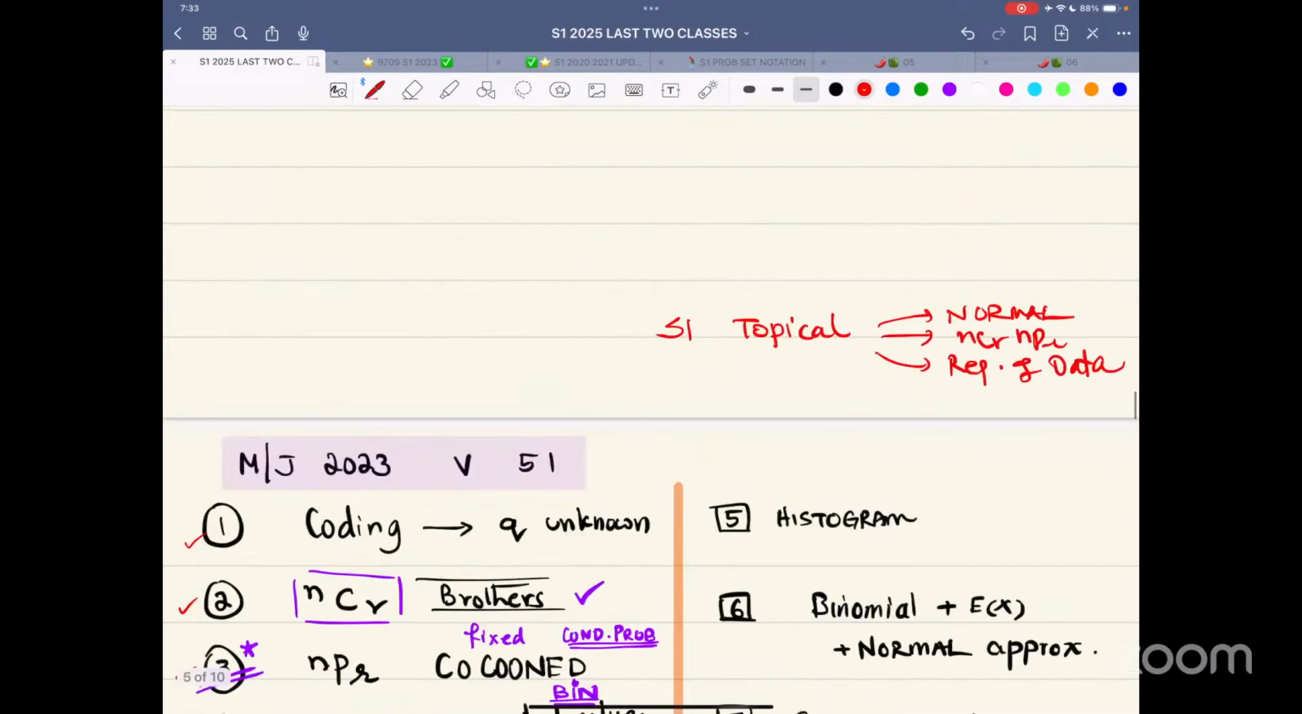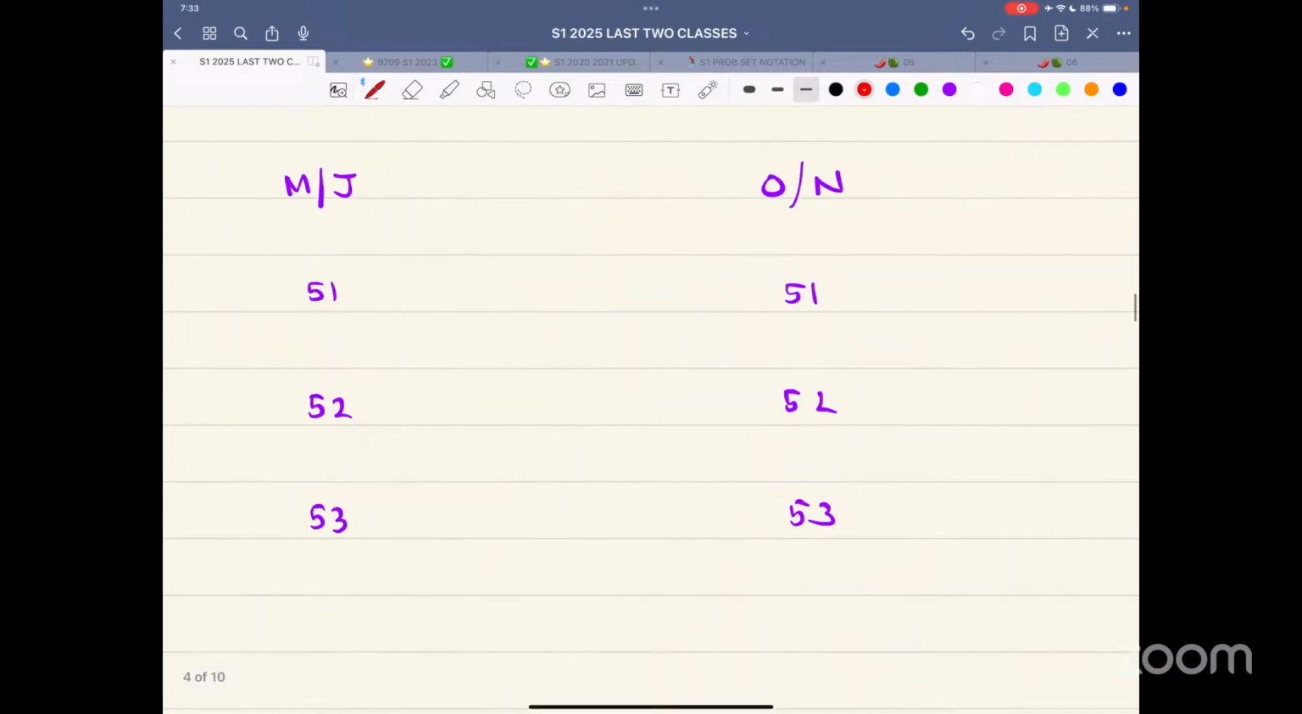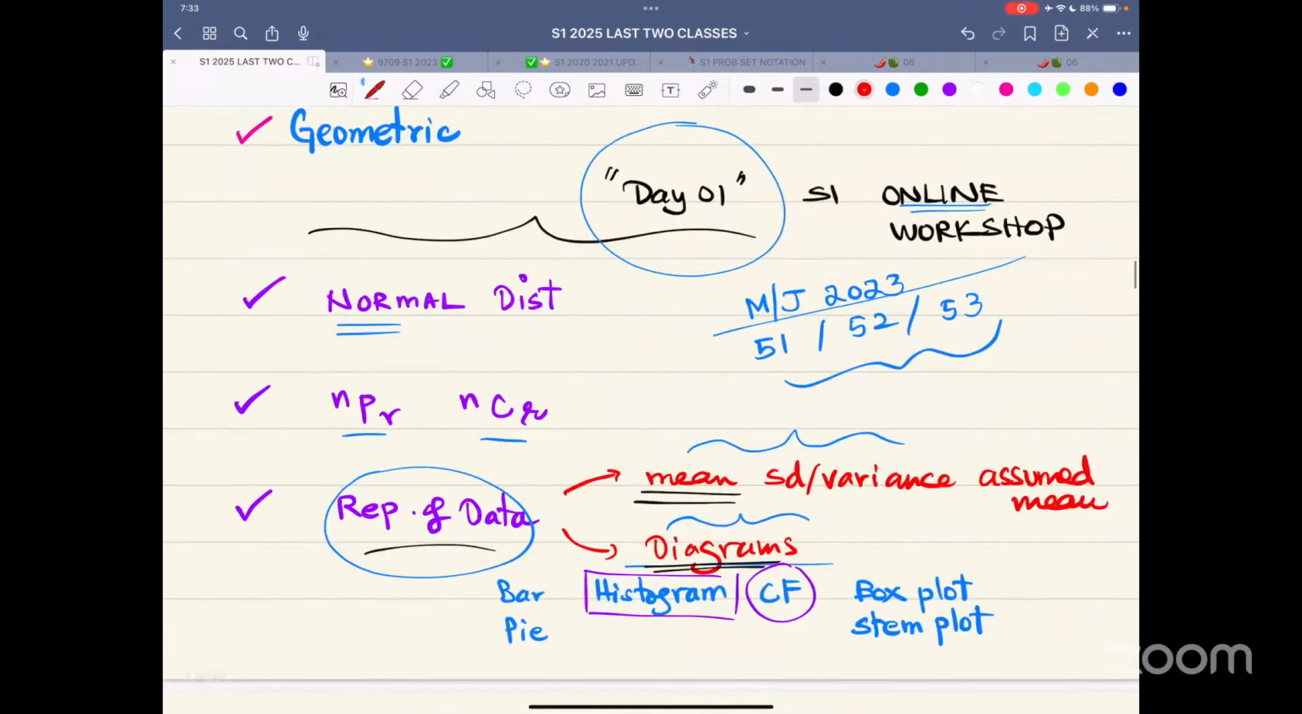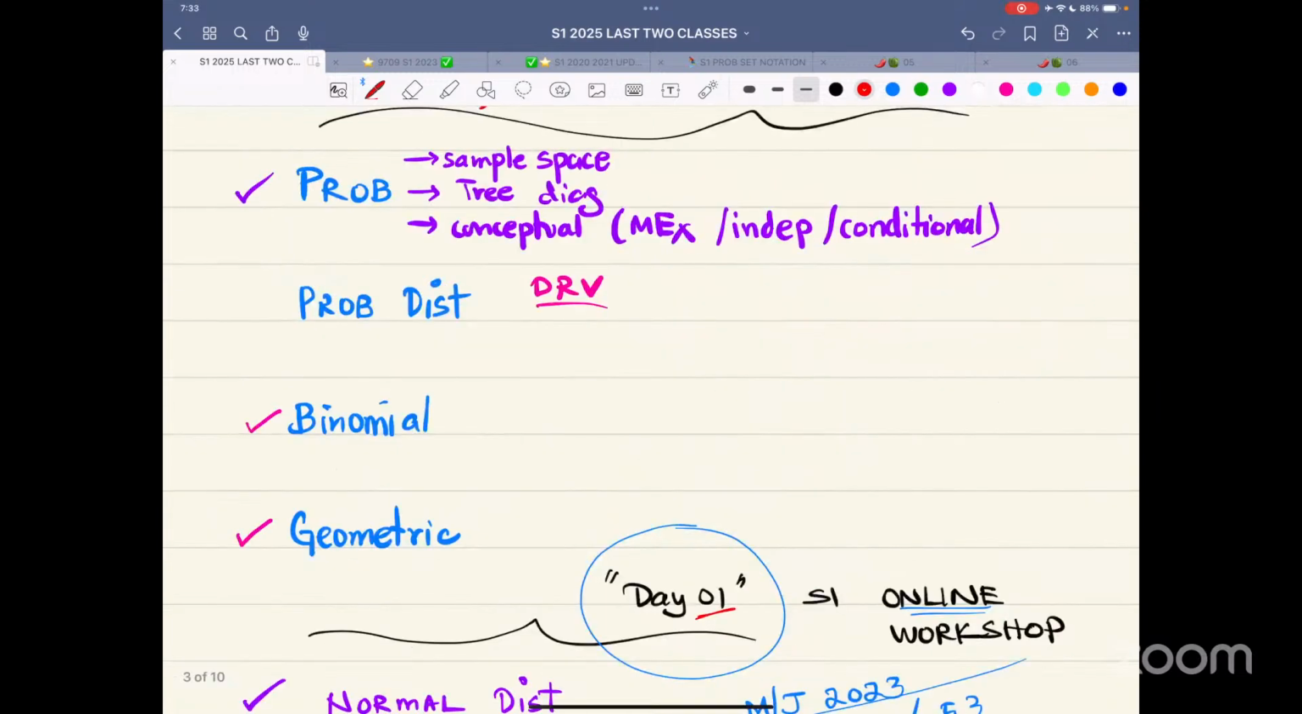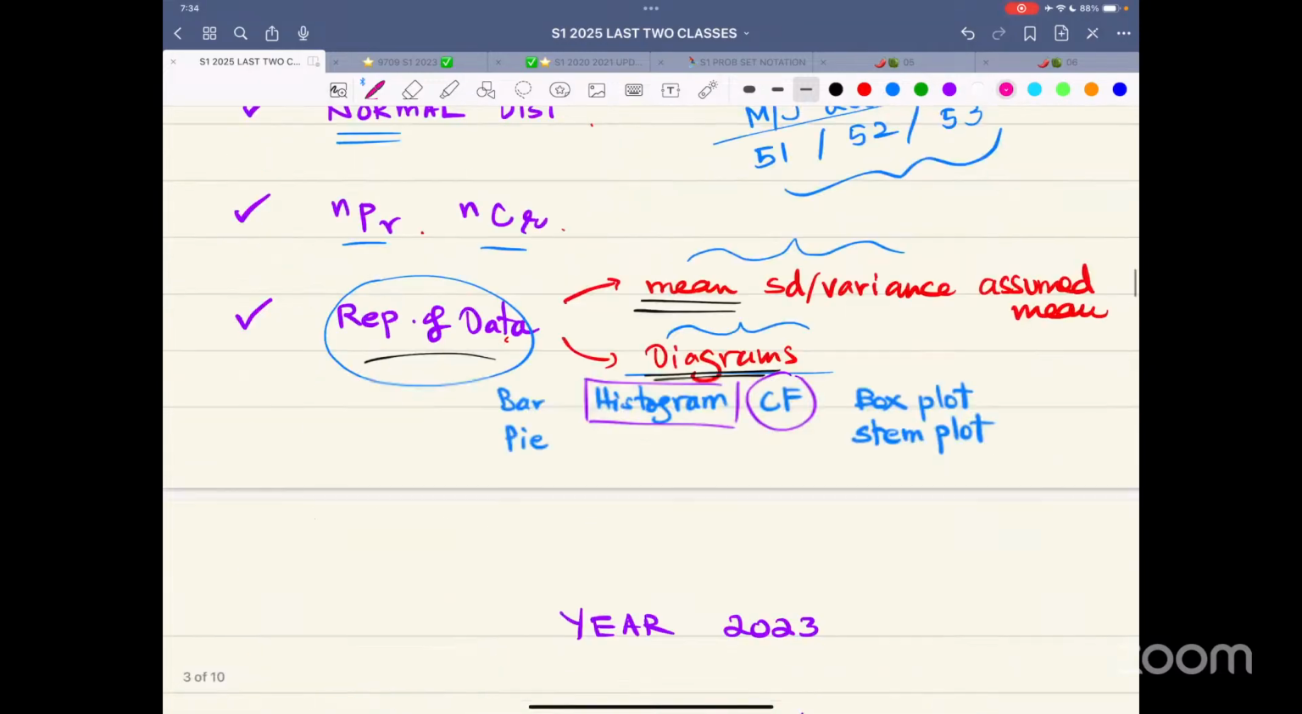So basically, I divided the syllabus into 2 parts. One part was for day 1, that is normal, permutation, combination, and representation of data. And today, I'll focus on probability: basic probability, sample space, tree diagram, conceptual, mutually exclusive, independent, conditional, and probability distribution, which is known as DRV, discrete random variable, binomial, which is part and parcel of DRV, and geometric, that is also part of DRV. So now let's get started.